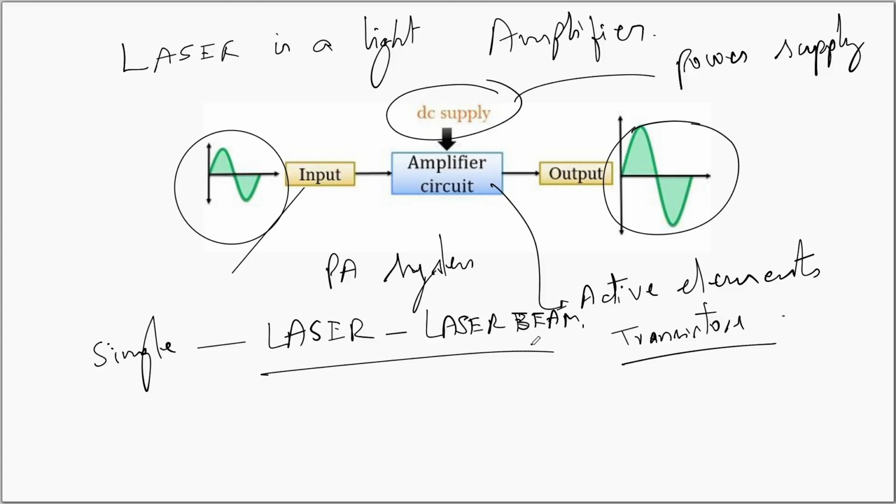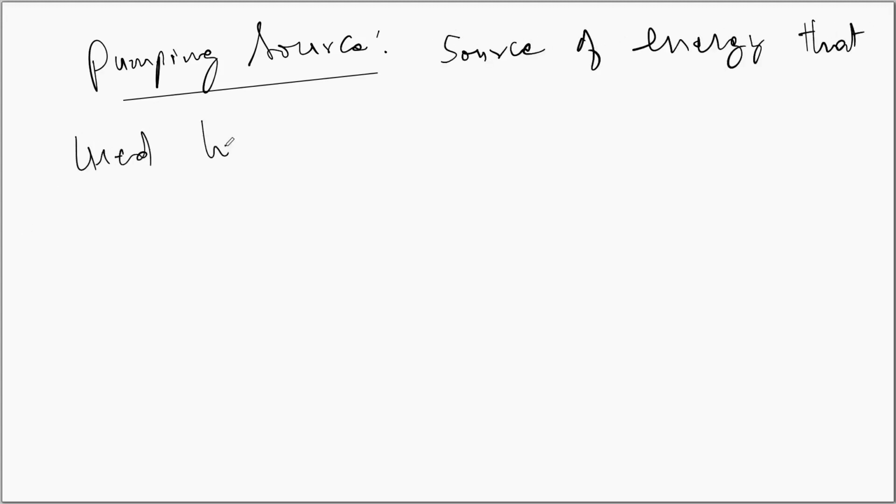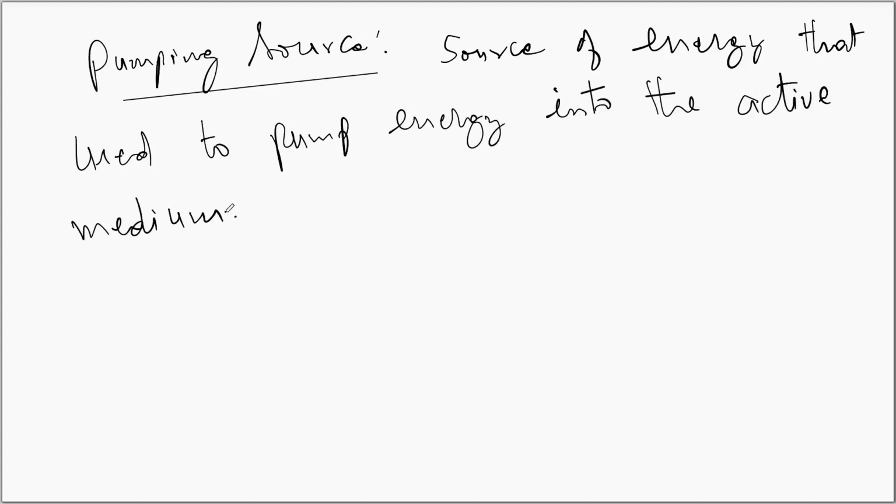The first step is you need a pumping source. Just similar to the audio amplifier, which requires a DC power supply, the laser also needs power, and that power source is called the pumping source. Pumping source essentially is a source of energy that is used to pump energy into the active medium. We need to supply energy into the active medium. For that purpose, you need a pumping source.